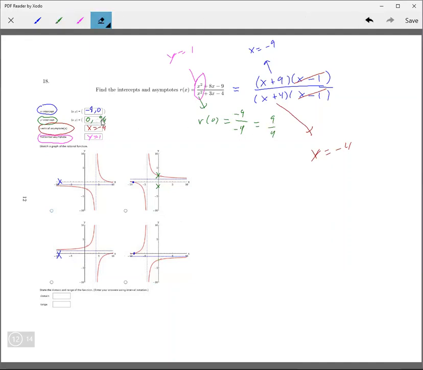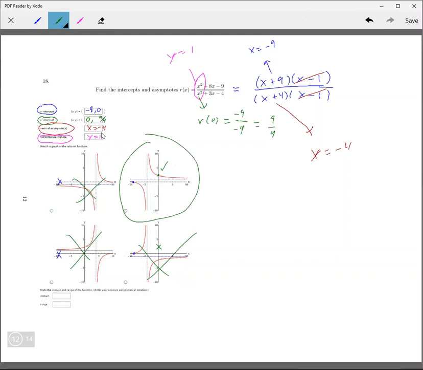This is 9/4, not -9/4. So that means that this one was fine. That means that was fine, which means that this was not fine. Okay, so that means that one's out. All those are out. This is going to be the correct graph right here now.